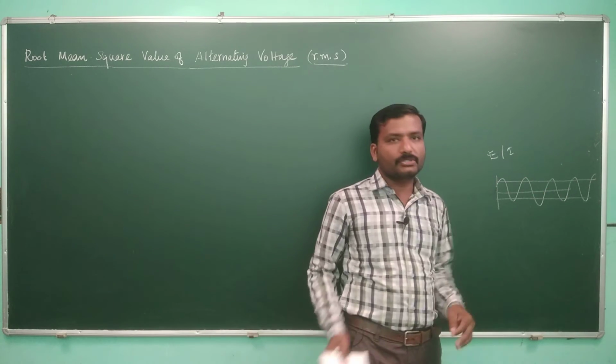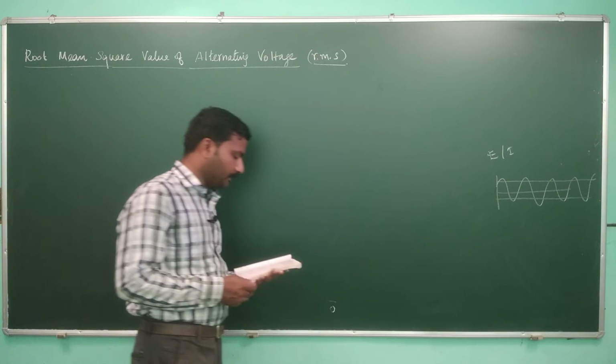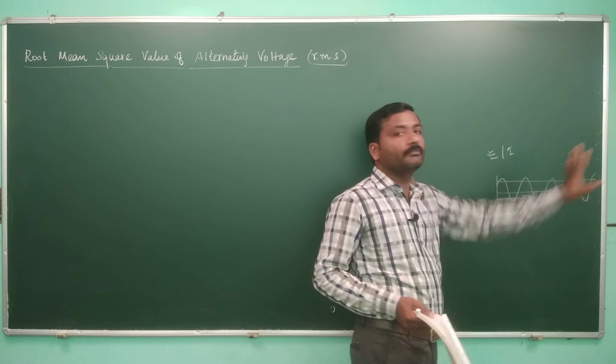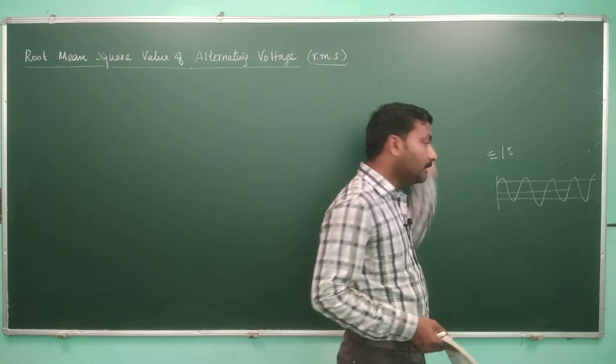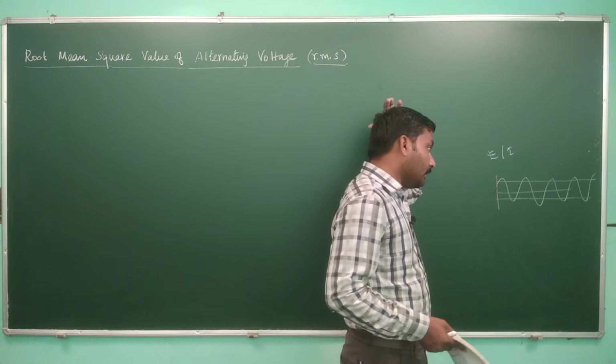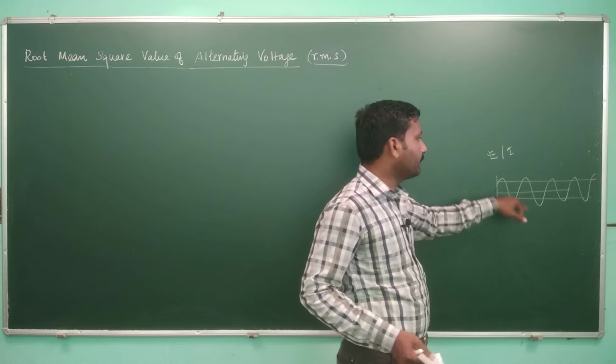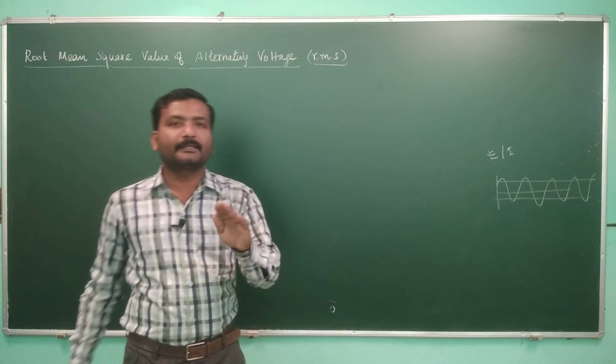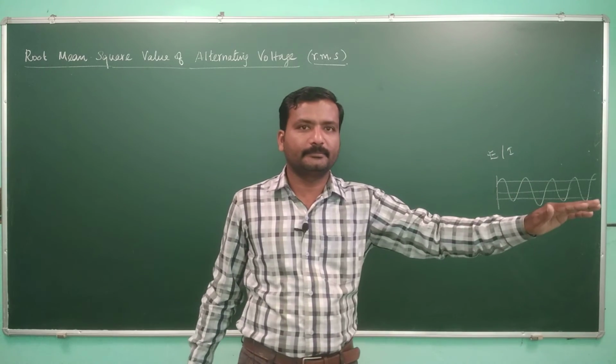Not average, that is an effective value. If you take average, it becomes 0. It is an effective value of ever changing current and voltage. This effective value makes that effect equal, right?